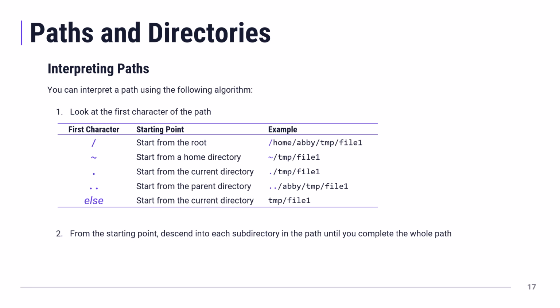So in order to interpret a path, you look at the first character, you say, okay, is it a slash? If so, we're starting from the root of the tree. So /home/Abby/temp/file1. Is it a tilde? If so, we're starting from a home directory. So /home/ whatever my username is, or if it's tilde user, then whatever that username is. If it's a dot, we're starting from the current directory, ./temp/file1. If it's two dots, starting from the parent, ../Abby/temp/file1. Otherwise, it's going to be from the current directory. From that starting point then, you descend into each subdirectory in the path. So I go into temp, and then I get to file1. So you just keep descending into each subdirectory until you complete the whole path.